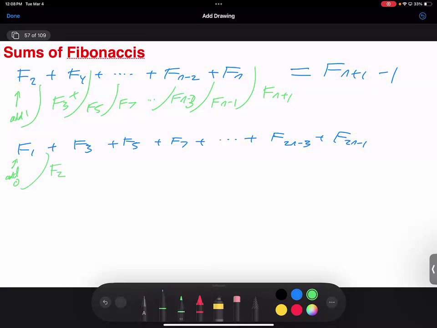What's F2 plus F3? It's just F4. F4 plus F5 is F6. F6 plus F7 is F8 plus dot dot dot. F2n minus 4 would become F2n minus 2, and then that would be Fn minus 1. Sorry, 2Fn, no, minus 1.